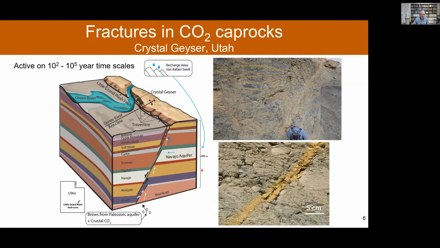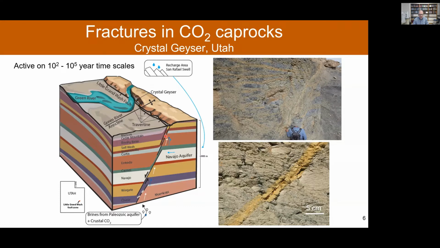So this shows a 3D block diagram of this fault and the layers. That's the Green River here. The Crystal Geyser would be here. The paleo fossil seep sites are along this fault trace. We know that there's a significant aquifer underneath, the Navajo aquifer. There's also brine migrating up from greater depth from Paleozoic layers, and then they mix, and the CO2 comes mostly from crustal sources and the Paleozoic, and then it gets to the surface. So we have a pretty good understanding of how the system works.